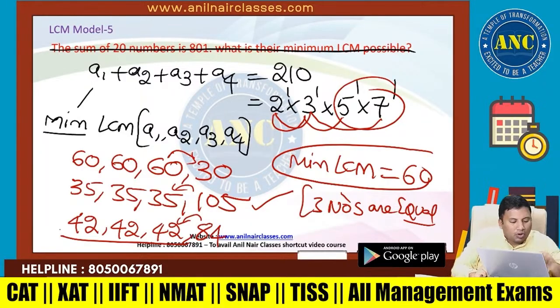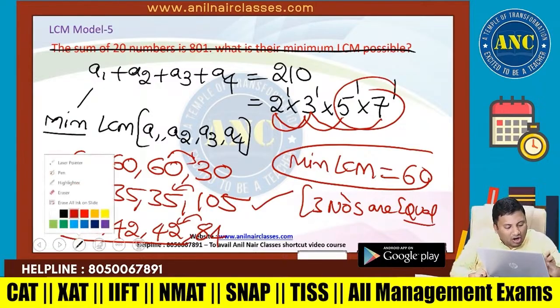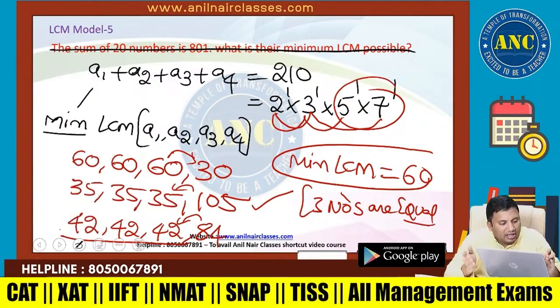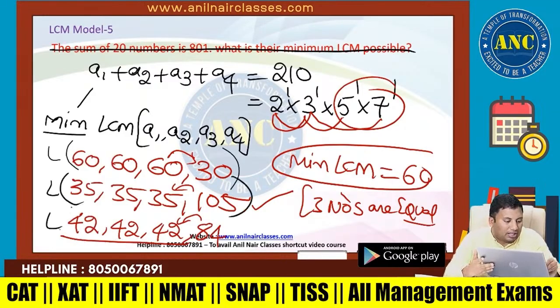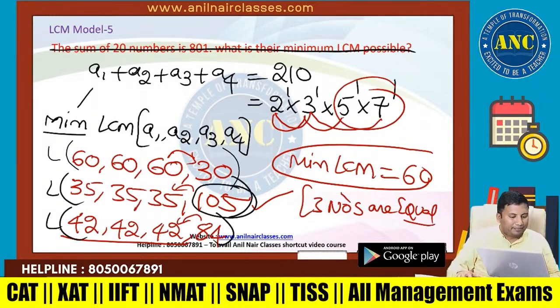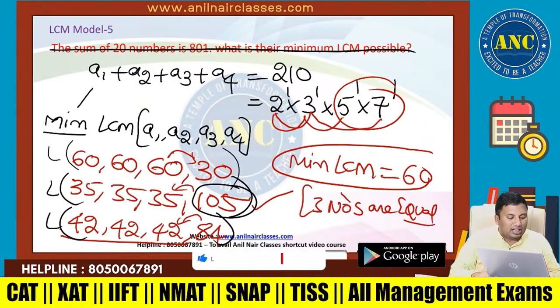No, Ram, what you are calculating is wrong. The question asks for the LCM of all the numbers. LCM of 35, 105 is 105. LCM of 30, 60 is 60. LCM of 42, 84 is 84. I hope the logic is clear.